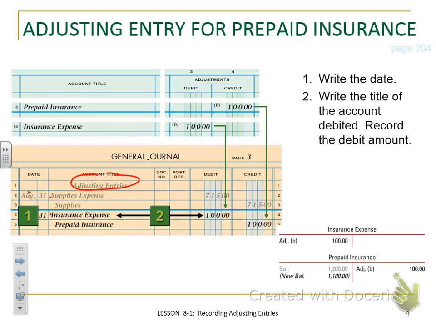Okay, so now we're taking again our insurance expense and we're debiting it, and then our prepaid insurance and we're crediting it. Again, to show that we're reducing our prepaid insurance by that $100, and then our insurance expense, we're going to update it so we're matching our revenues and our expenses.